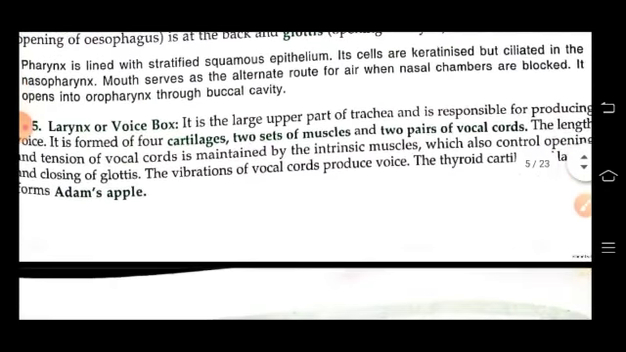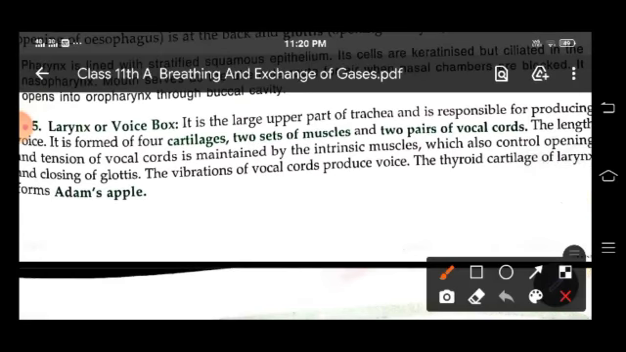Now the larynx, or the voice box, is the upper part of the trachea and it is responsible for producing voice. It is formed of 4 cartilages, 2 sets of muscles and 2 pairs of vocal cords. The length and tension of vocal cords is maintained by the intrinsic muscles, which control the opening and closing of the glottis. The vibrations of vocal cords produce voice. The thyroid cartilage of the larynx forms Adam's apple.